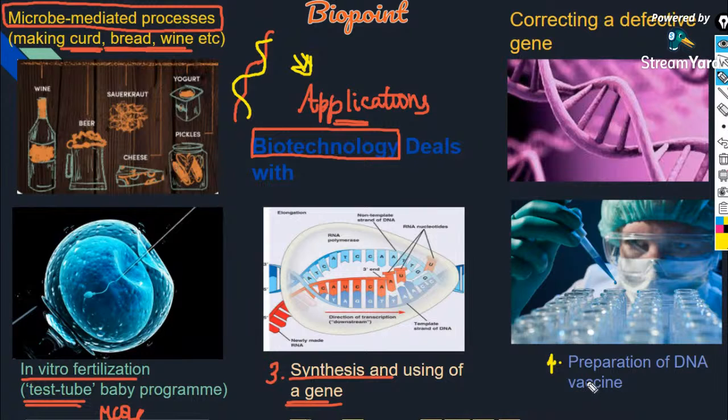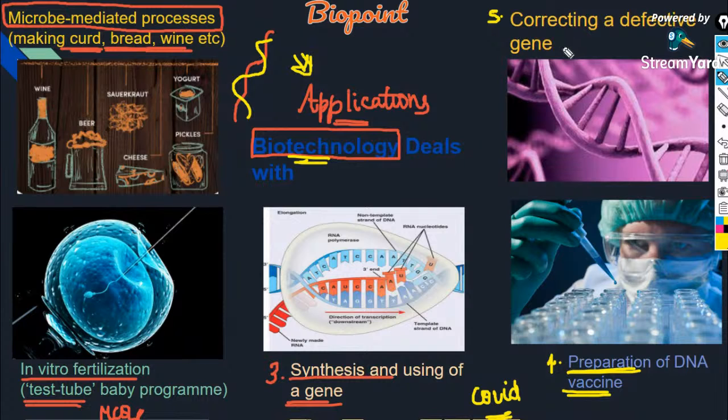Next, the fourth application of biotechnology is the preparation of DNA vaccine. For example, in this COVID situation, we are finding vaccines using the application of biotechnology. So biotechnology finds its application in the preparation of DNA vaccine or any kinds of vaccine.